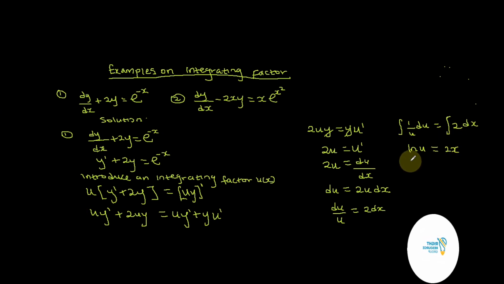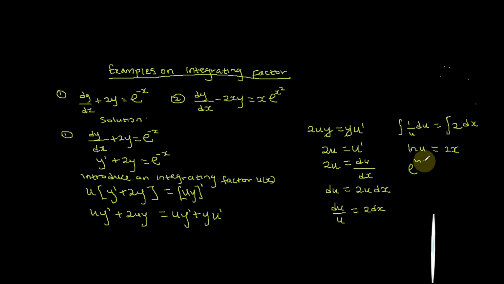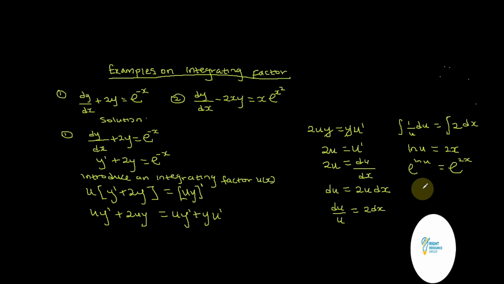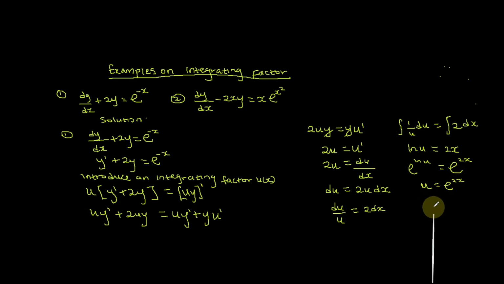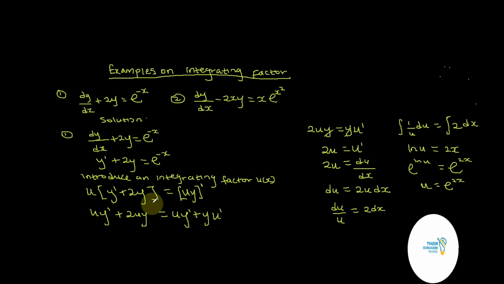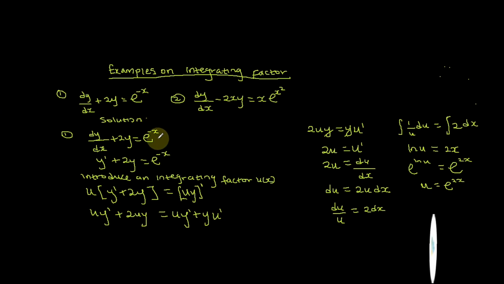Okay, so to eliminate the ln, we have to take exponents of both sides. When we do so, we have our u to be exponential 2x. Now this is not just our answer, we have to go back to the integrating factor. Here we have to go back to this place and substitute our value of u, and that is when we will now use what we have at our right hand side.